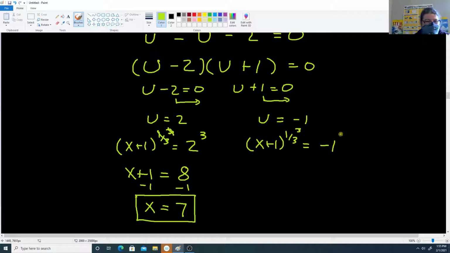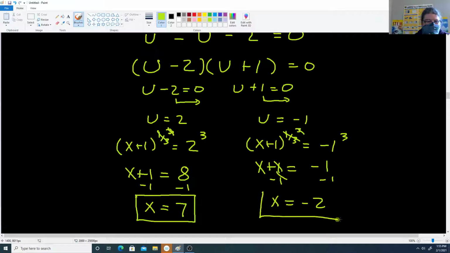Here we cube both sides. We get x plus 1 is negative 1 cubed, which is negative 1. We subtract 1, and we get x is negative 2. So the ones will cancel there.